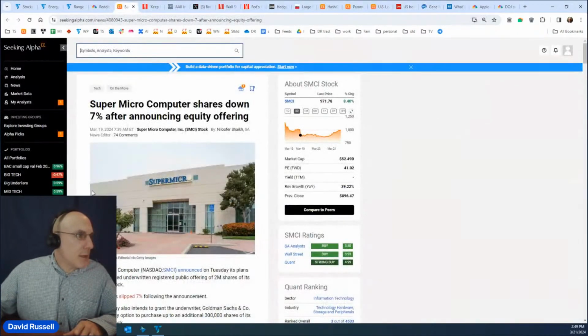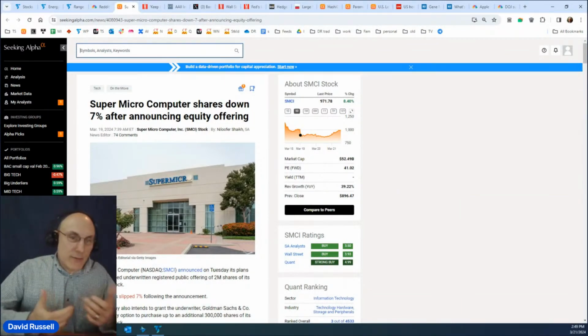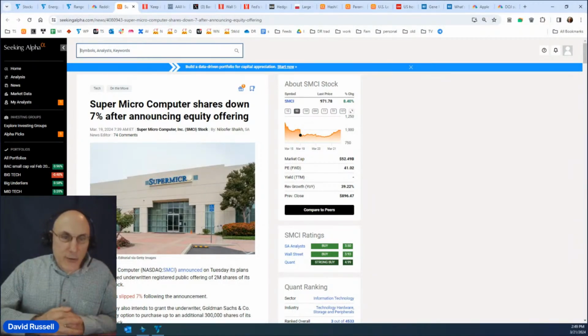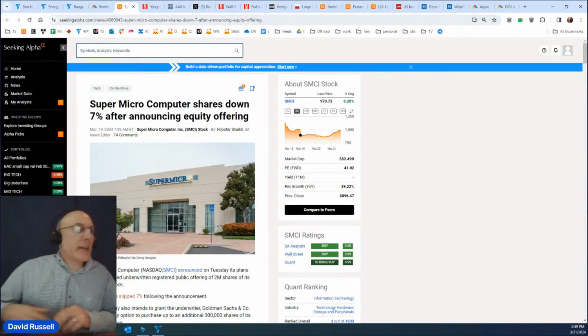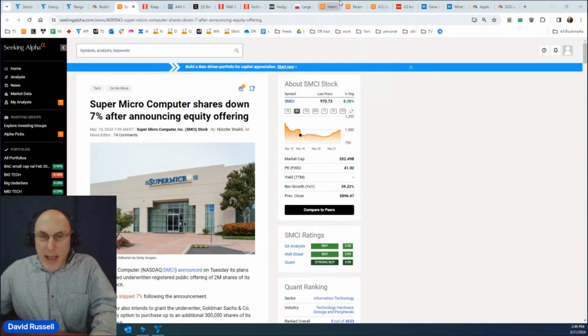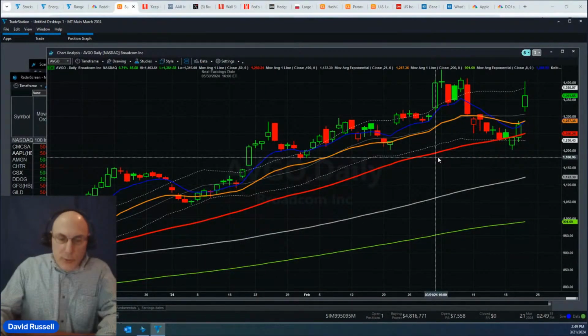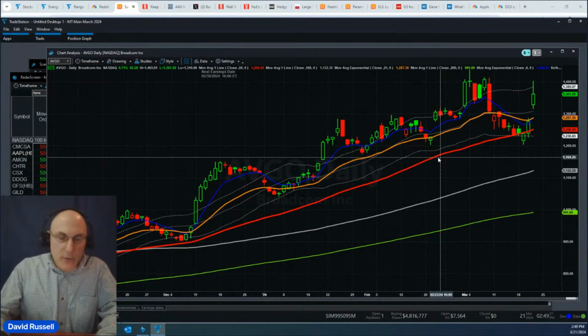Okay. Super Micro did this equity offering. I think it's an interesting one to point out, a good example of why people don't want to be chasing in markets like this. This is why letting things settle and do these squeezing breakouts makes sense.